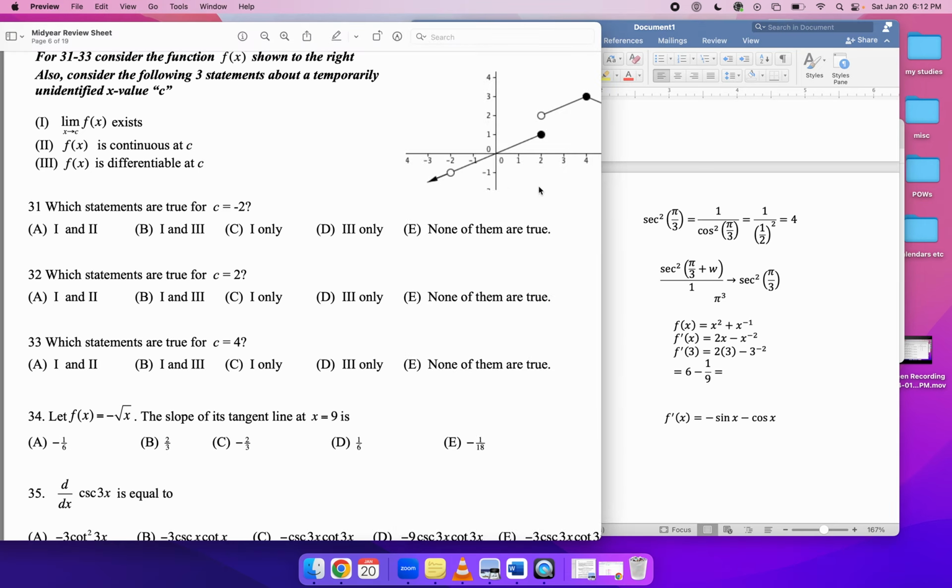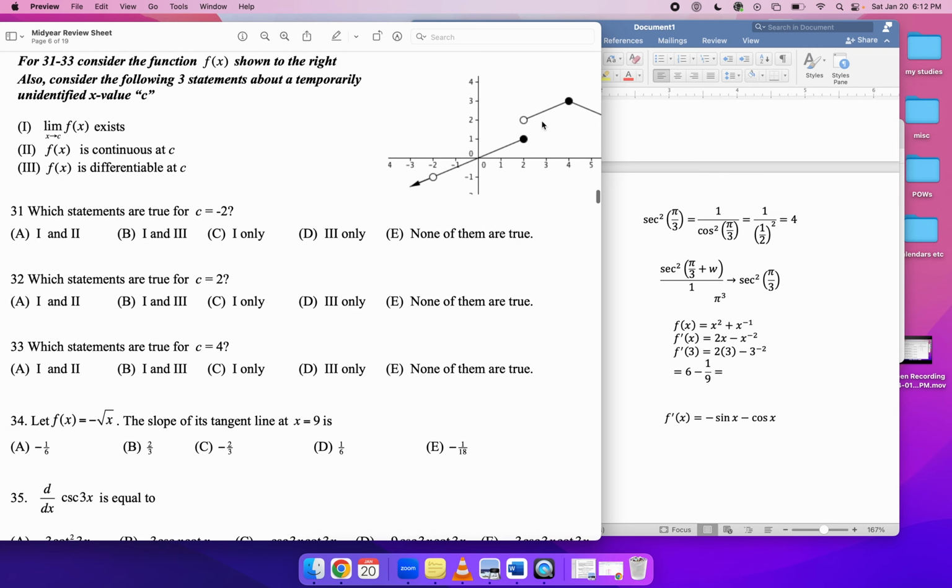32, which statements are true for c equals 2? Does the two-sided limit exist? No. You're getting different values as you approach from either side. So the two-sided limit does not exist, which means it's not continuous, right? It's obviously not continuous there, and that in turn means that it's not differentiable either, so none of them are true. How about 4? Does the two-sided limit exist?